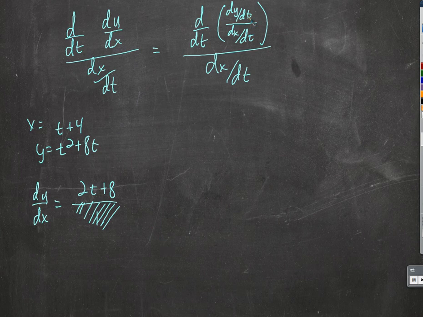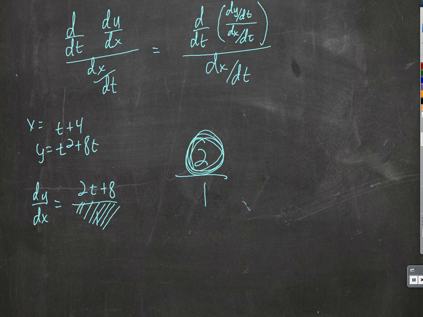So when we go to take the derivative of this with respect to t, it's as easy as doing this. We don't even really need the quotient rule in this case because it's over 1. So when we take the derivative of this with respect to t, we just get 2, over dx/dt, which is again 1. So the second derivative is 2.